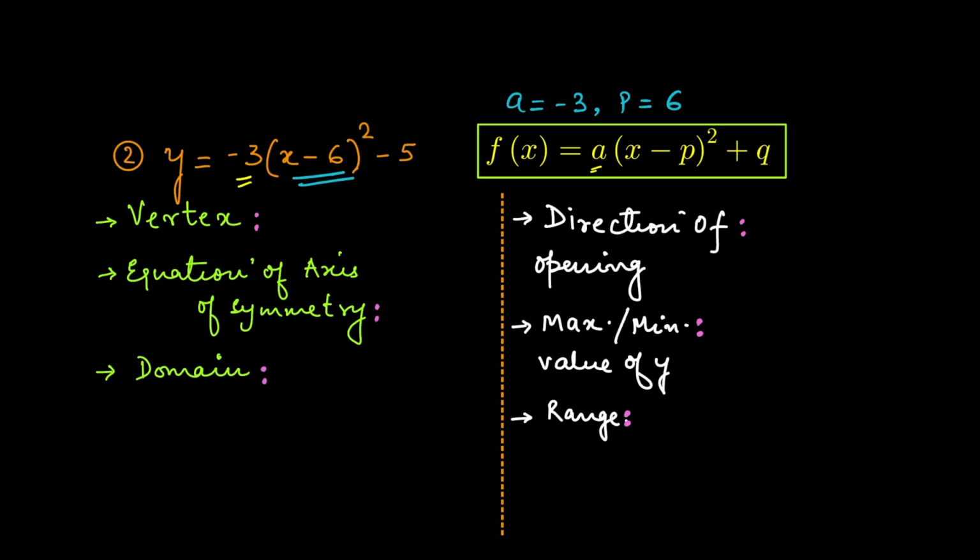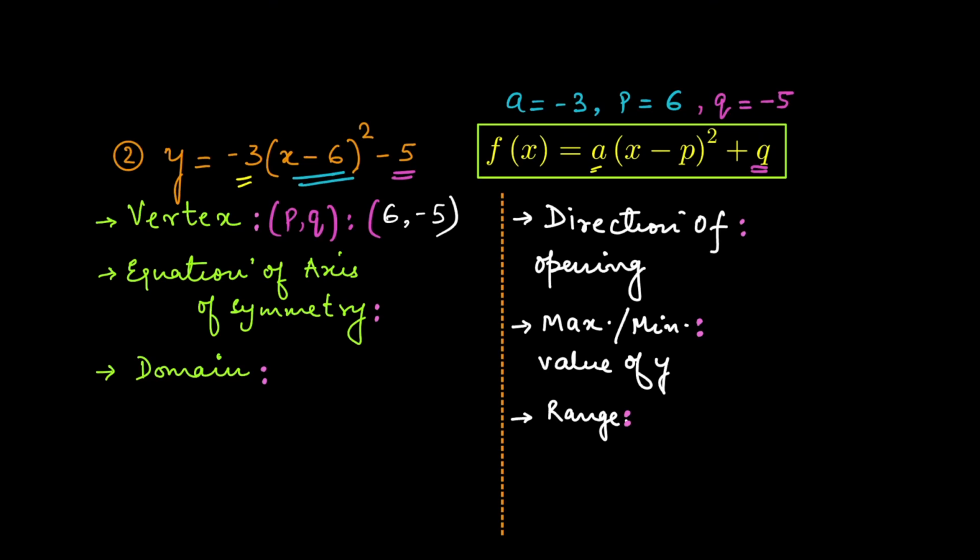Some more questions we'll be discussing in the next video. So now coming back to this. If you see, after the square bracket we have minus 5 and here we have Q. So we'll write the Q value as negative 5. Just compare these two to get that. Now the vertex: the formula we are writing, and now we are writing the actual coordinates. The coordinates for the vertex will be (6, negative 5).